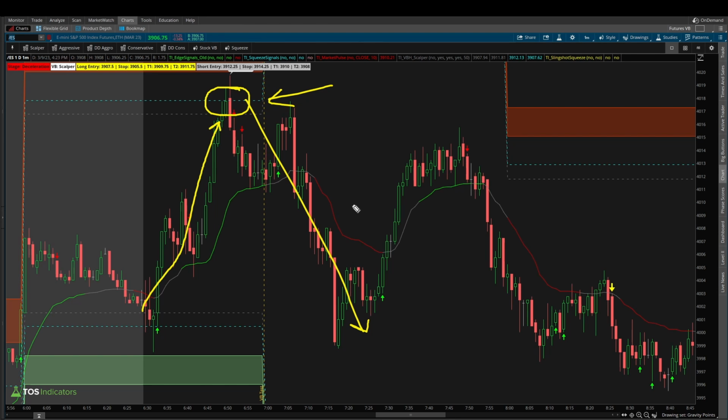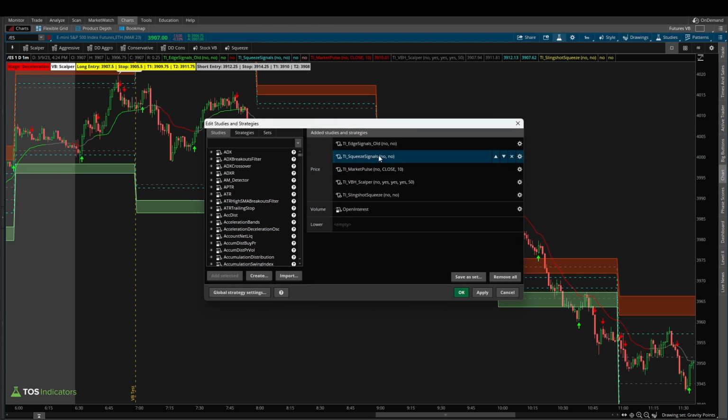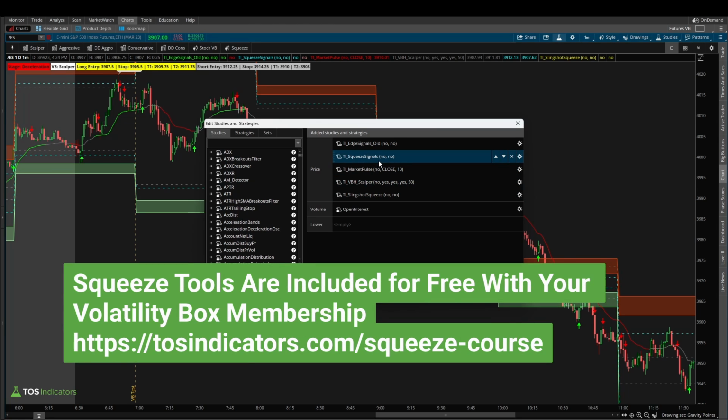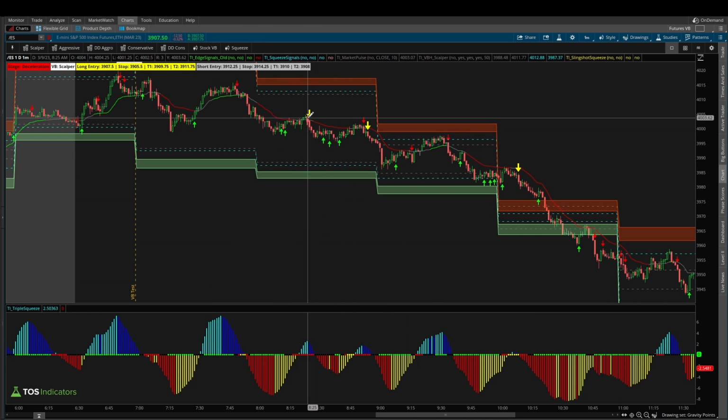That's the setup we talk about most frequently, but in today's video, I want to talk about the second setup a little bit more, which is our trend setup. Our trend setup is where we take advantage of these squeeze tools right here, the squeeze arrows that we have available. This is the slingshot squeeze along with the squeeze signals indicators. Volatility Box members, these are included for free with your membership and built as part of our squeeze course. And we use this to project, hey, do we think this squeeze is likely to fire to the downside? If so, where do we think it's going to stop and halt?